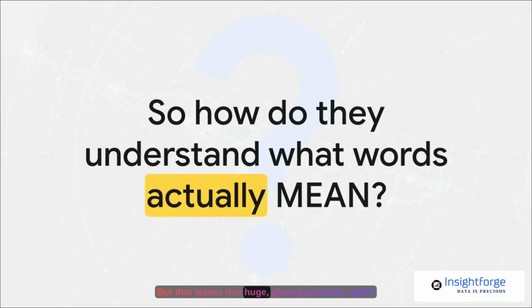But that leaves this huge, glaring question, right? If it's all just statistics, how on earth does a model know that cat and kitten are super related, or that joy is pretty much the opposite of sorrow? How does it get the actual meaning? Well, that's exactly what we're going to unravel right now.